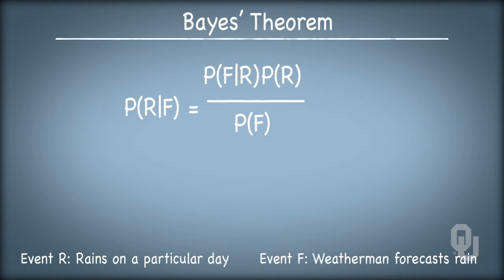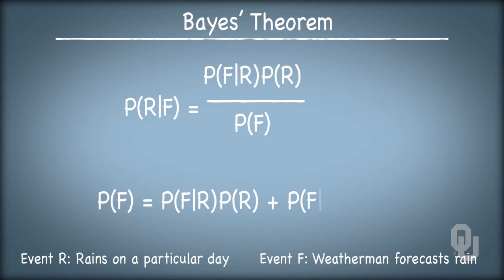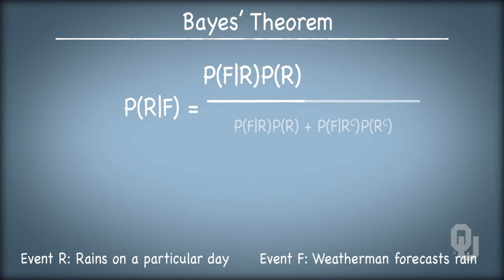However, we can find the probability of F using some of our probability rules. Recall that the probability of F can be found as the probability of F given R times the probability of R, plus the probability of F given R complement times the probability of R complement. Remember, R and R complement are mutually exclusive and collectively exhaustive. So this probability rule works out. So we're left with the Bayes Theorem formulation you see on the screen, and we have all the probabilities that make up this calculation.